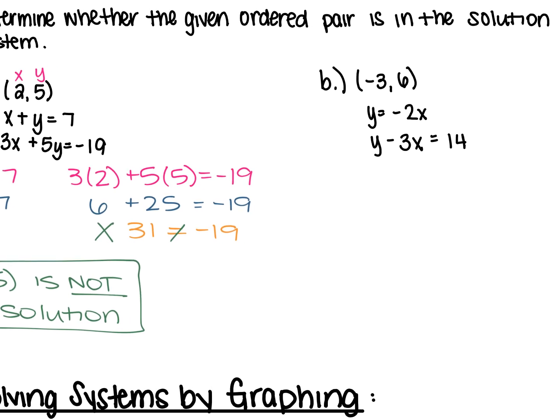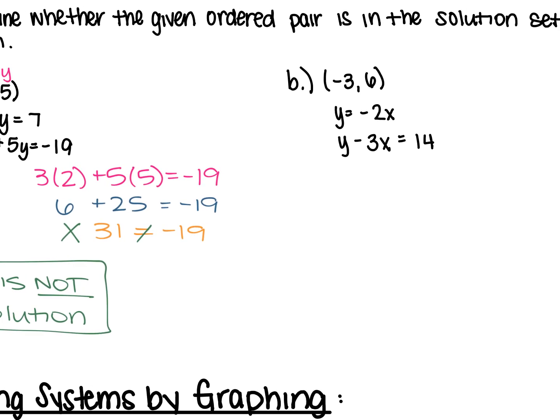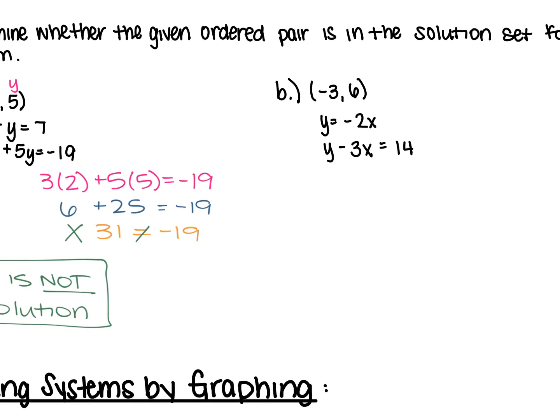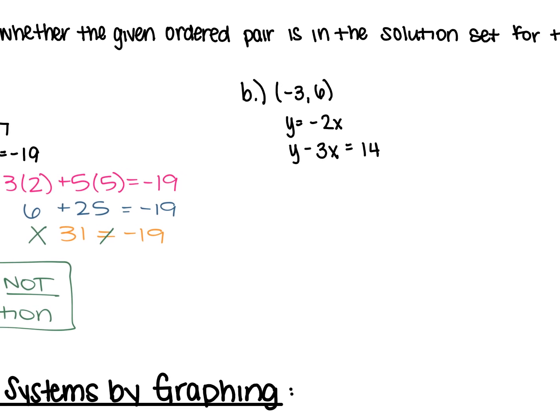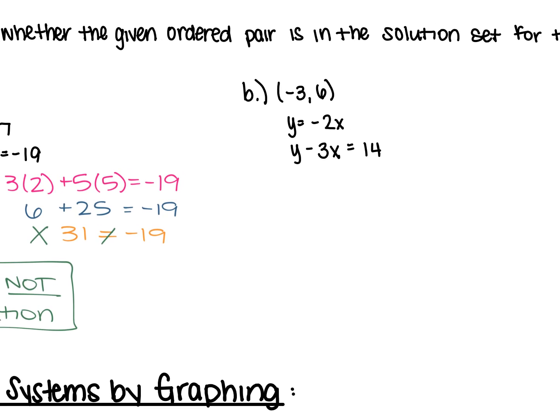For example B, we're given the ordered pair negative 3, 6, with the system y is equal to negative 2x and y minus 3x is equal to 14. For the first equation, we have y is equal to negative 2x, so that negative 3 is going to go in for x. The 6 is going to go in for y. So that's going to give us 6 is equal to negative 2 times negative 3. The negative 2 times negative 3 is 6. 6 is equal to 6. That's a true statement, so let's move to the next.